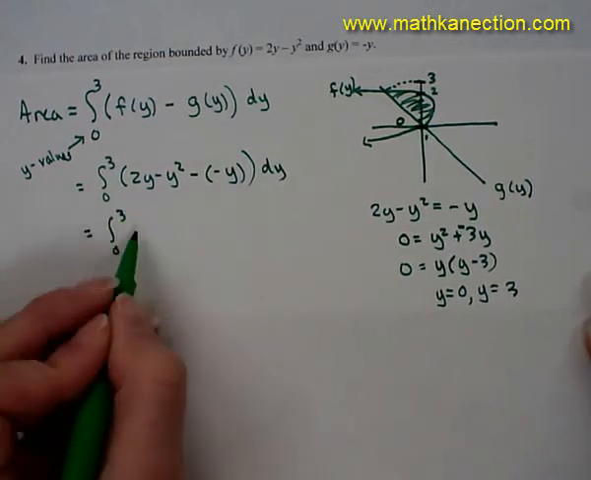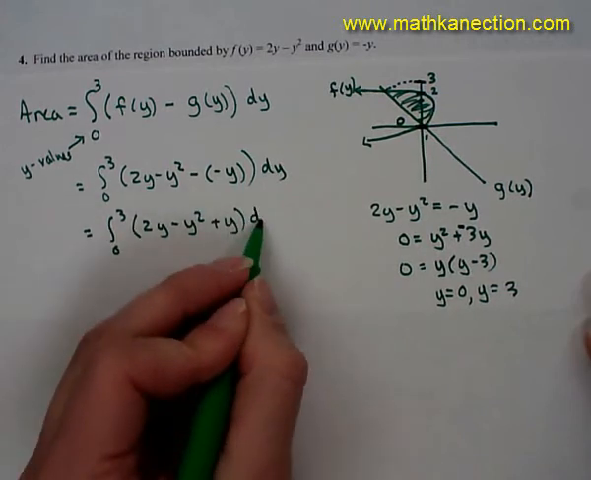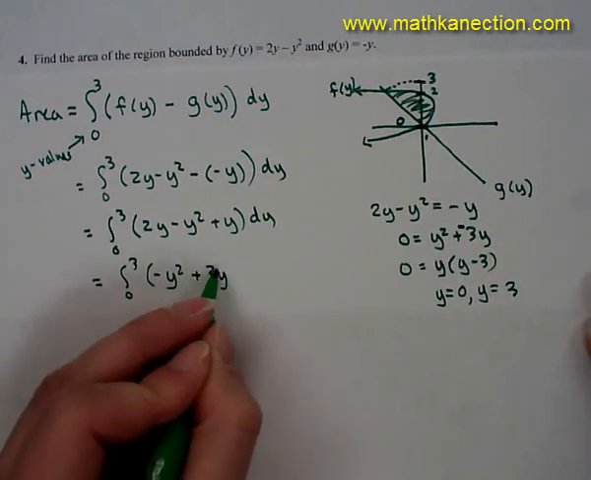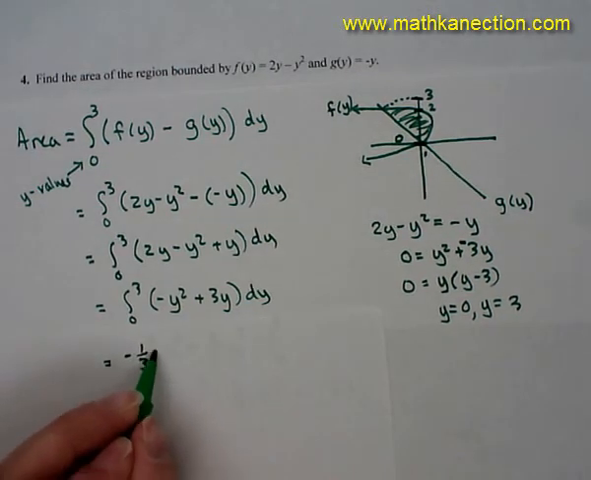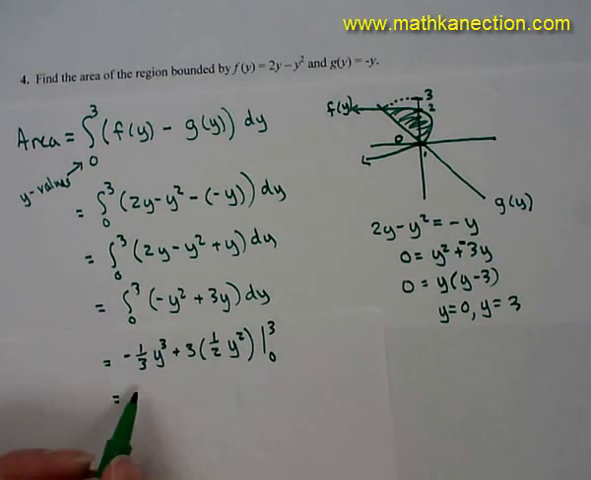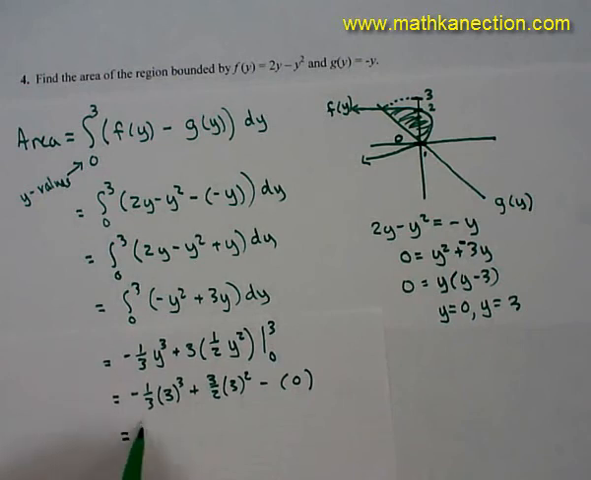Simplifying the problem, we'll have 0 to 3 is the integral of 2y minus y squared plus y dy, which again simplifies to negative y squared plus 3y. Antiderive to get negative 1/3 y cubed plus 3 times the quantity 1/2 y squared from 0 to 3. Following the first fundamental theorem of calculus, we're placing in our value for 3, and then simplifying to get our area.